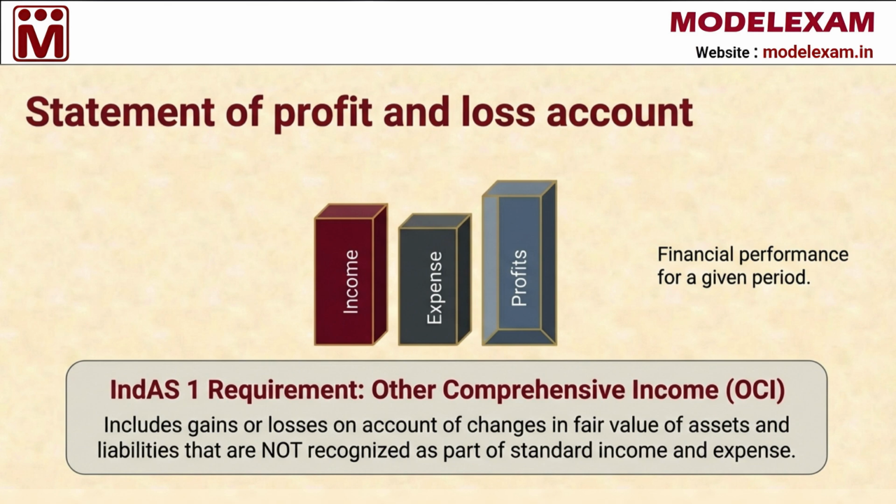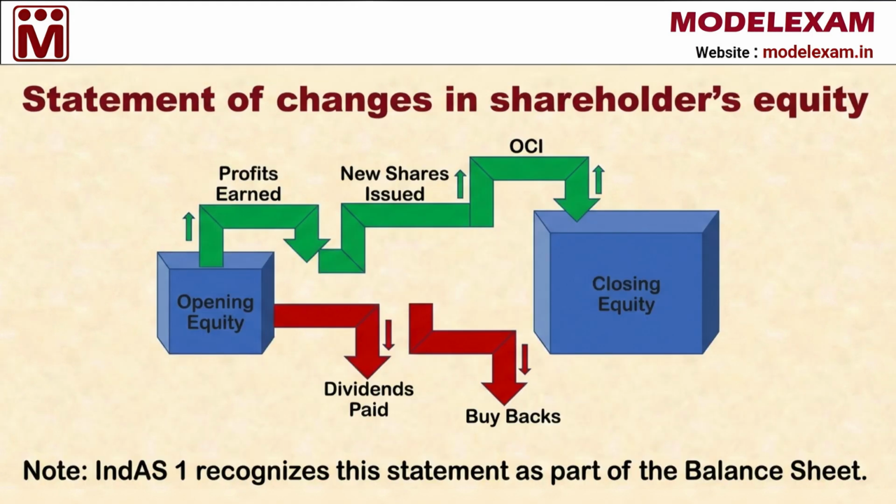Next, we have the statement of profit and loss account. While the balance sheet is a snapshot, this statement is like a video recording of the financial performance over a given period. It lists out three things: income, expense, and profits. IndAS 1 also requires companies to report something called Other Comprehensive Income or OCI. These are specific gains or losses, like changes in the value of assets that are not recognized as standard income or expense. Then comes the statement of changes in shareholders' equity.